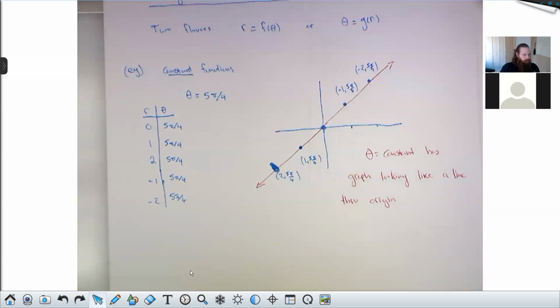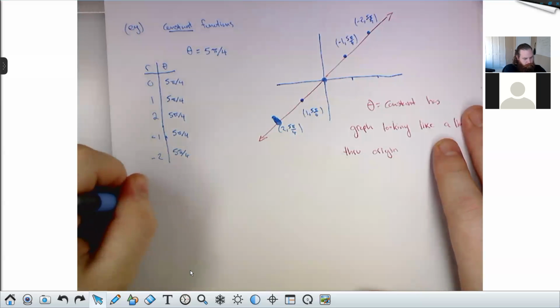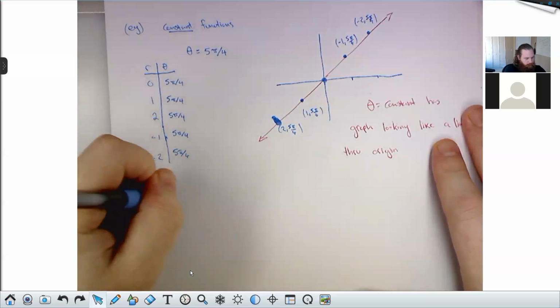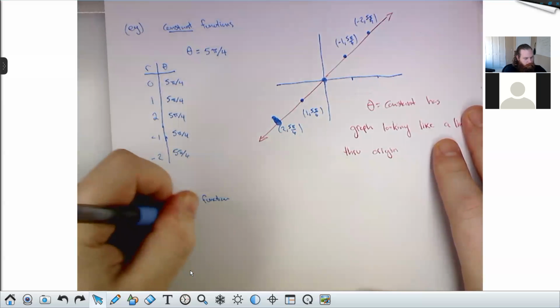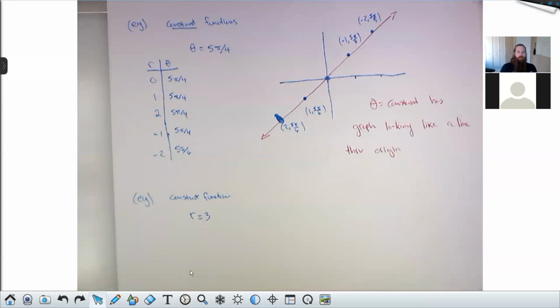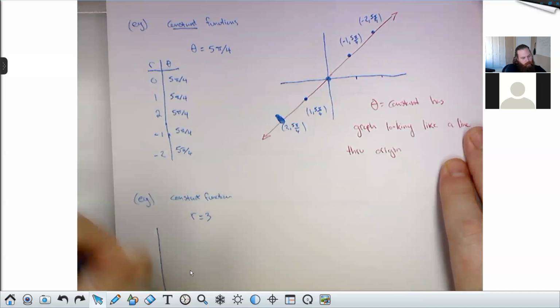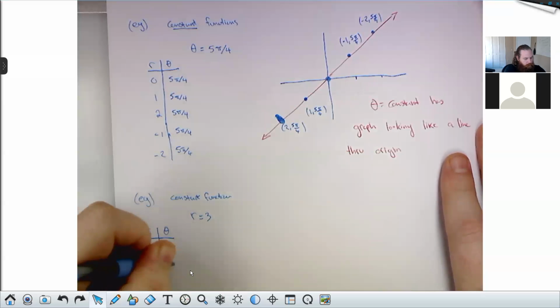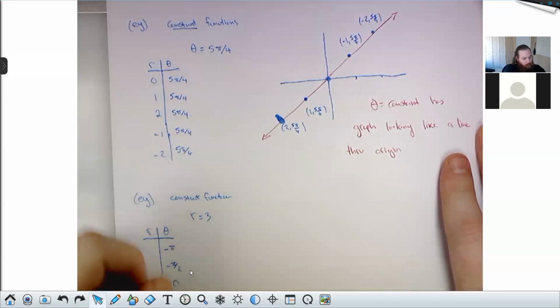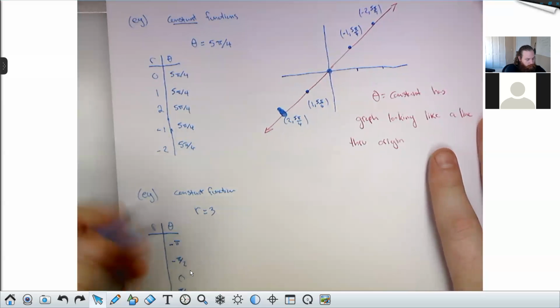Okay, another interesting constant function. How about r equals 3? So instead of letting theta be constant and fixed, let r be constant and fixed. Again, we can make a table of values, r comma theta. And I can think of theta as going from, you know, like maybe negative pi over 2, 0, pi over 2, pi. And I know that no matter what theta is, r is always 3.